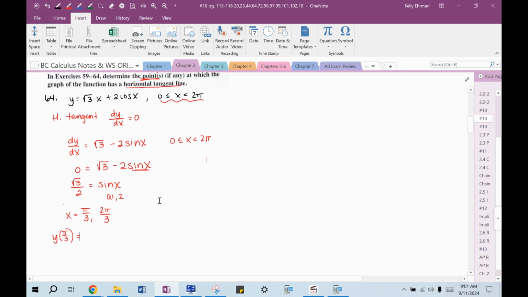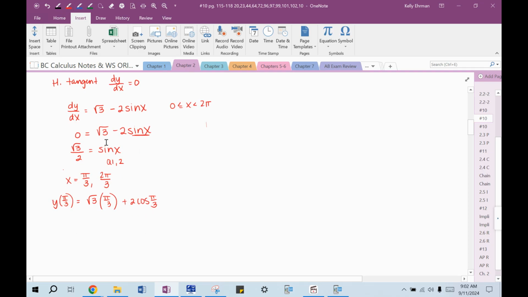So let's see. Back in the original equation, that's radical 3 times x, which is pi over 3, plus 2 times the cosine of pi over 3. All right, now remember, the sine of pi over 3 is radical 3 over 2, and the cosine of pi over 3 is 1/2. So if I want to clean this up a little bit, I'm going to put the pi out in front so it doesn't look like it's under a radical. So pi times radical 3 over 3 plus 2 times 1/2, which is just 1. And you can leave your answer like this.